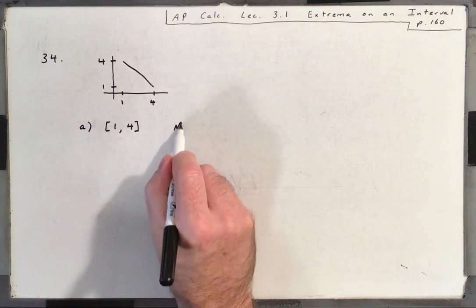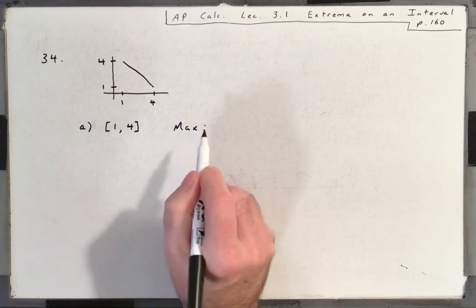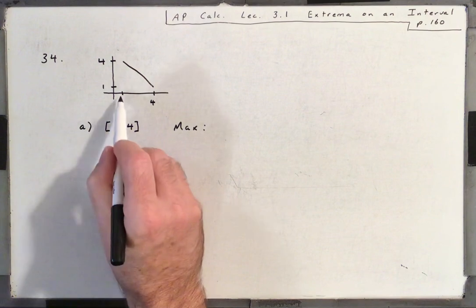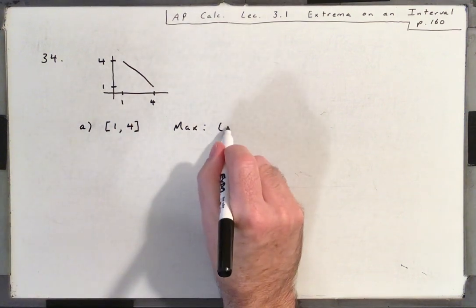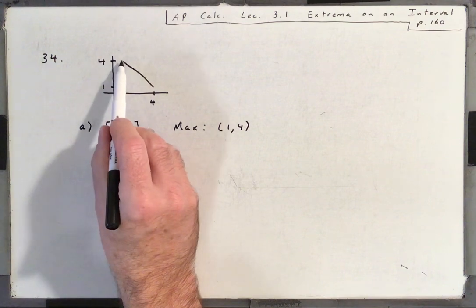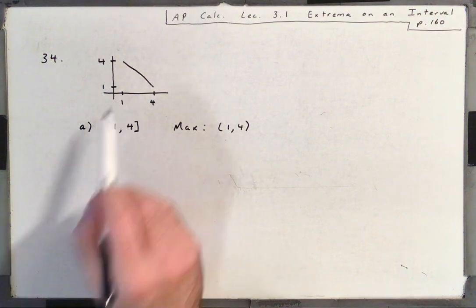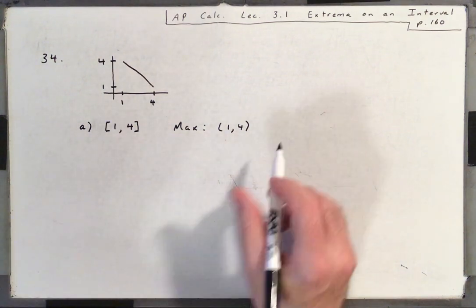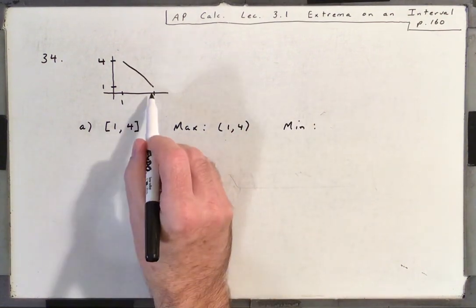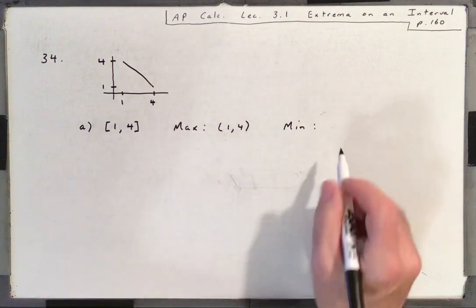So the maximum occurs at the point 1, 4, because we get to include that. Because the highest y value is 4, and it occurs at the point 1. The minimum on that interval is at the point 4, 1.